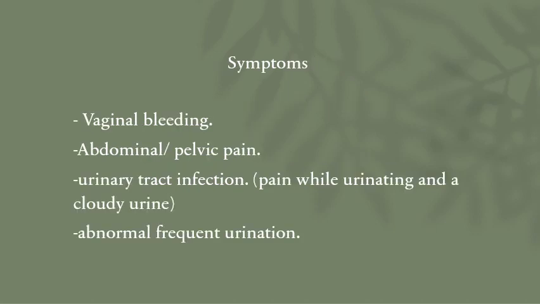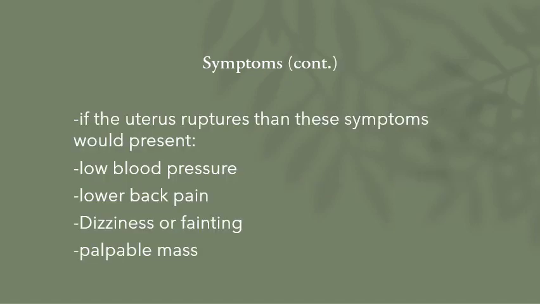Symptoms: vaginal bleeding, abdominal and pelvic pain, urinary tract infection. This can lead to pain while urinating, cloudy urine, and abnormal frequent urination. Symptoms continued. If the uterus ruptures, then these symptoms would be present. Patients will have low blood pressure, lower back pain, dizziness or fainting, and a palpable mass.